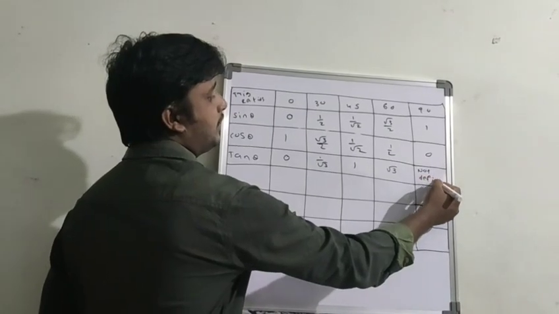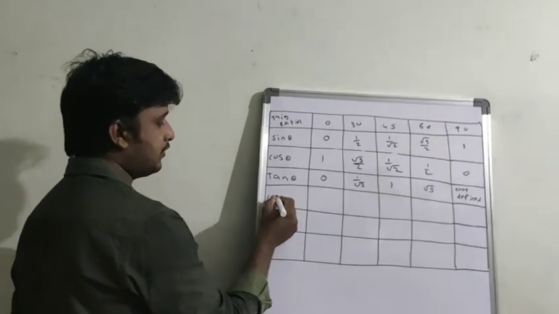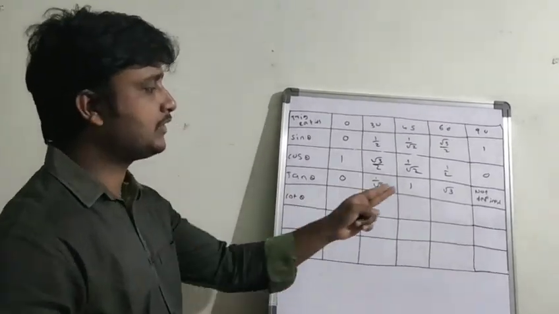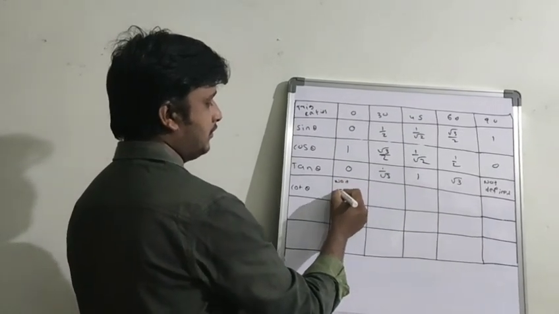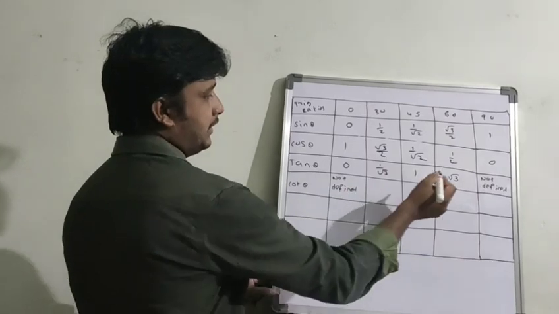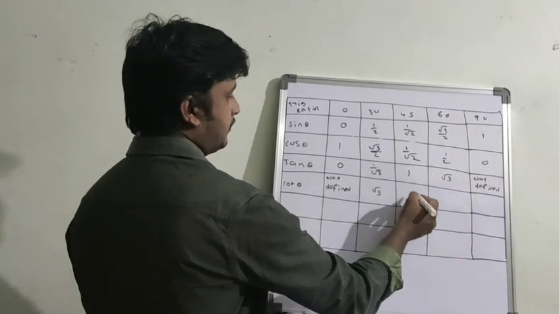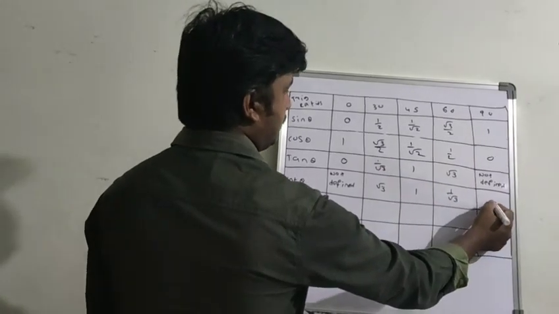1 by 0 is not defined. And after tan theta I am writing cot theta. Cot theta is the reverse of the tan theta values. So not defined, next root 3, 1, 1 by root 3 and 0.